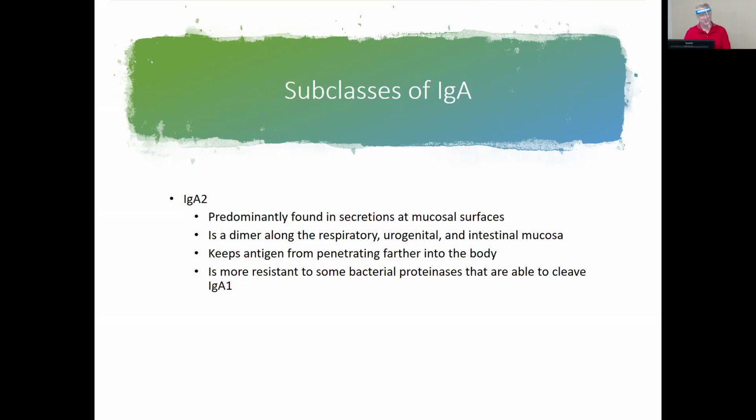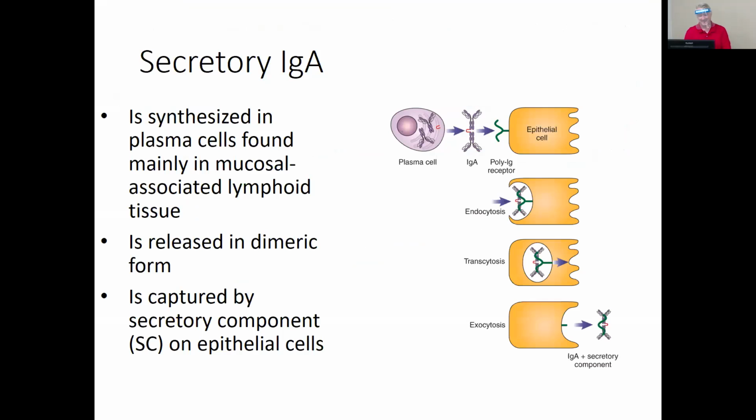All right, so here is the secretory IgA. Remember, if you're not a secretor, you don't have this. It's synthesized in plasma cells, found mainly in mucosal-associated lymphoid tissue. Here's our plasma cell producing our IgA dimer. So it's IgA by itself, and then you get a J chain here, and it links it. And then we have an epithelial cell with a receptor on it.